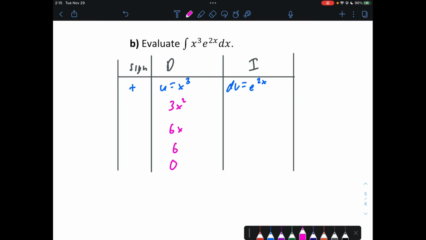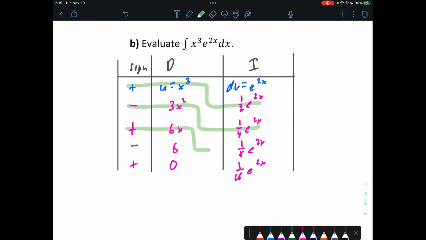So my antiderivatives are going to be 1/2 e to the 2x. You shouldn't need to do substitution for this by now. You should know the pattern for this. 1/4 e to the 2x, 1/8 e to the 2x, and 1/16 e to the 2x. Signs are going to be negative, positive, negative, positive. So once again, our answer will be these terms here.